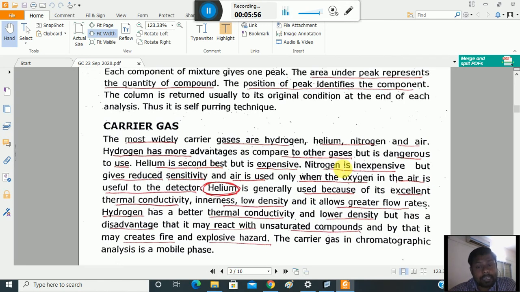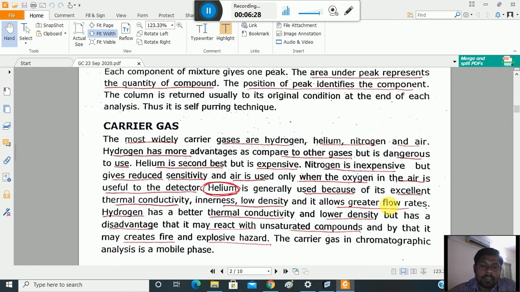Nitrogen is inexpensive, but gives reduced sensitivity. And air is used only when oxygen in the air is useful to the detector. Okay, so these are some drawbacks and advantages of all those carrier gases, but generally helium is used. Why? Because it has excellent thermal conductivity, inertness, low density, and allows greater flow rates. So that line is also useful for MCQ purpose.